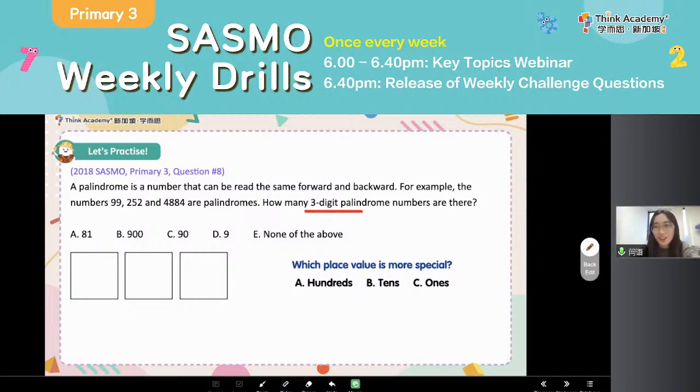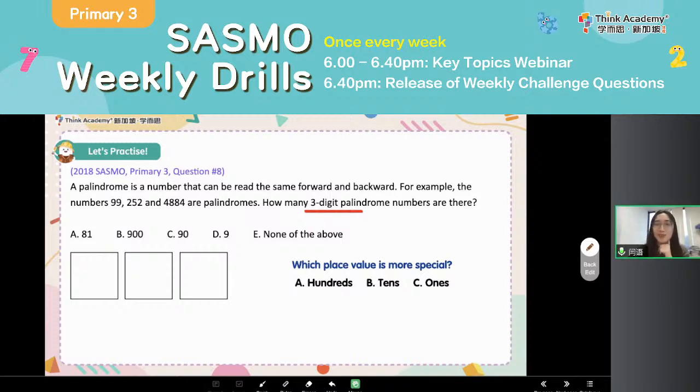Yeah, which one is more special? Think about it. Actually, this practice is very similar to the last one. Did you remember that? What did we do just now? Why do we start from thousands place? Because we cannot put a 0 for the thousands place in the last question, right? Then what about in this one? Which place value is more special?